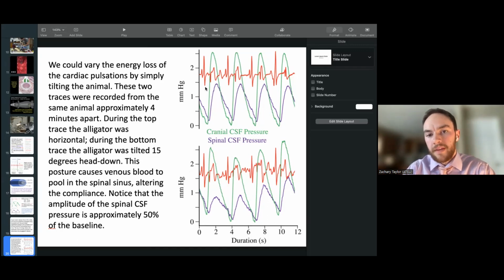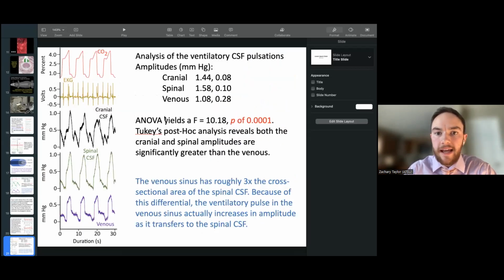So this is horizontal, and you'll see that the cranial CSF pressure will spike up to about 2.5 millimeters of mercury, but the spinal CSF is only about 1.5. And now, whenever we tilt it down to 15 degrees, you'll see that the cranial CSF is about the same, but the spinal CSF pressure actually fell below 1. And we can demonstrate that that is because of all that pooled blood surrounding it and causing it to not be able to flow as well, which I think is just so fascinating. And so now we can analyze that same exact thing, except this time we're analyzing the ventilatory response.